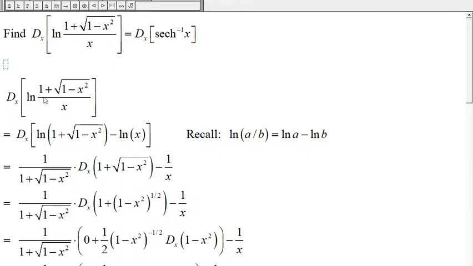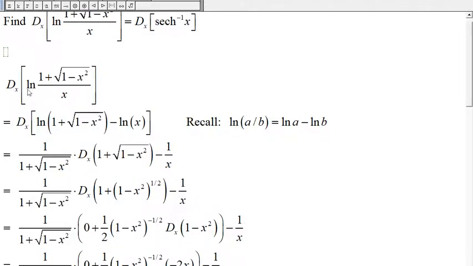So for the derivative here, first, let's go ahead and rewrite the natural log of 1 plus the square root of 1 minus x squared, divided by x, as the natural log of 1 plus the square root of 1 minus x squared, minus ln x. Recall that the natural log of a over b is the same as natural log of a minus natural log of b. The derivative of ln x is 1 over x, and so the derivative of the natural log of this expression will be 1 over the expression 1 plus the square root of 1 minus x squared, and then we have to use the chain rule here, and so multiply by the derivative of 1 plus the square root of 1 minus x squared. And the derivative of ln x is just 1 over x.